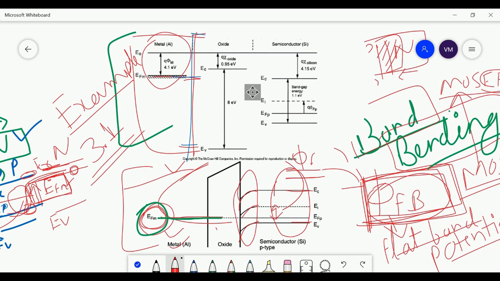As you can see, the Fermi potential at the surface is very low as compared to the Fermi potential in the bulk silicon. Fine, this is known as bulk silicon. So there is a difference between the Fermi potentials. And why has this difference occurred? This difference has occurred due to alignment of the Fermi level of the metal and the Fermi level of silicon. Fine, and this concept is known as band bending.